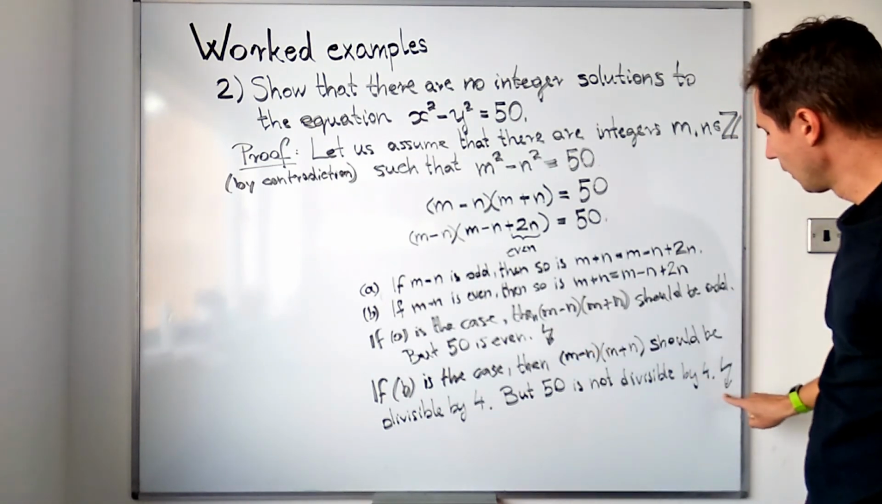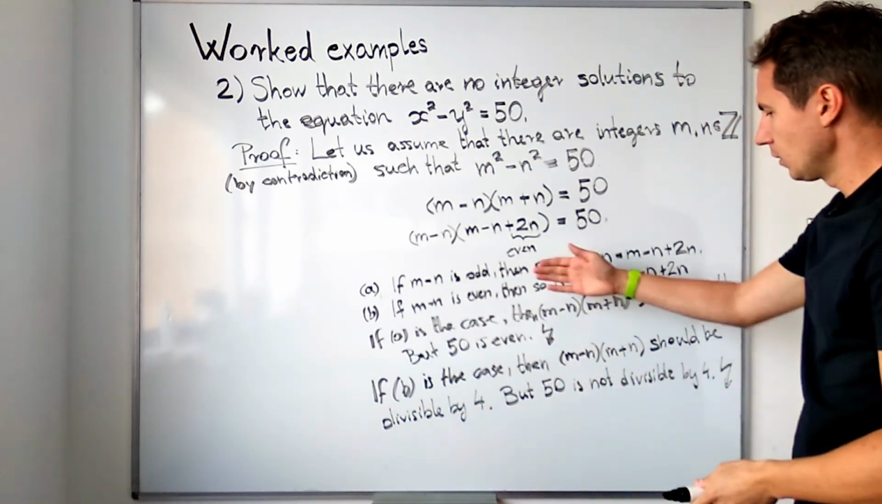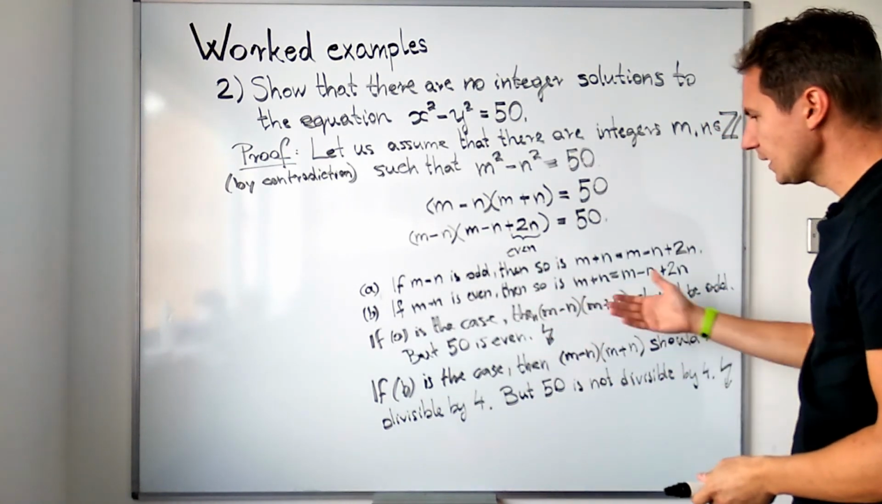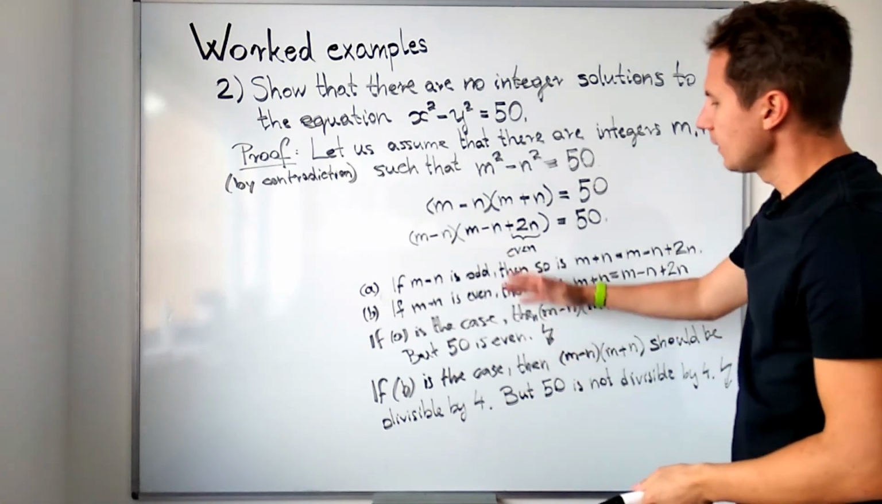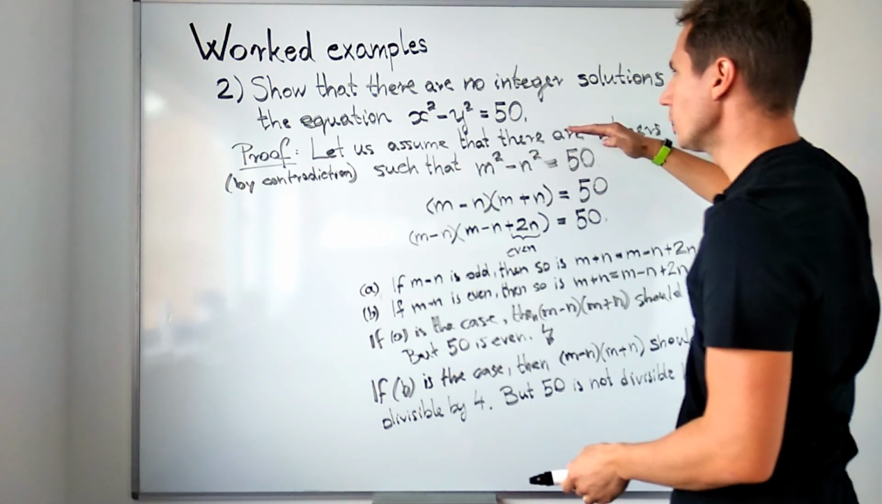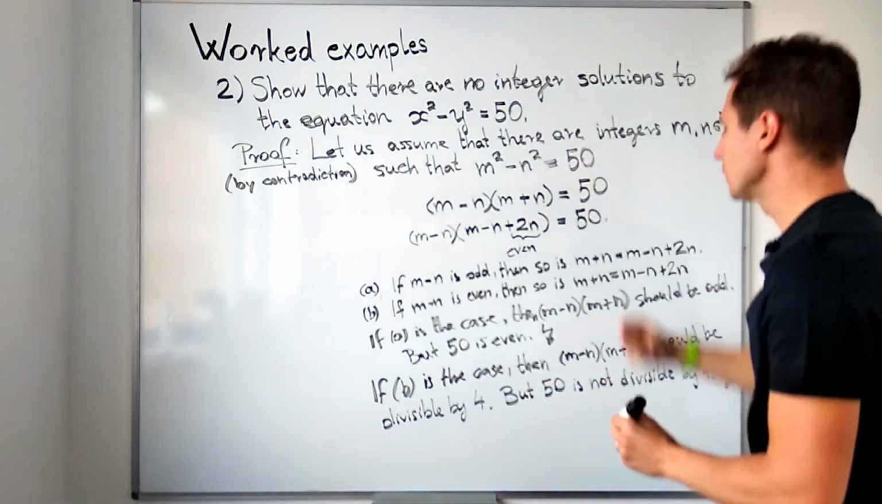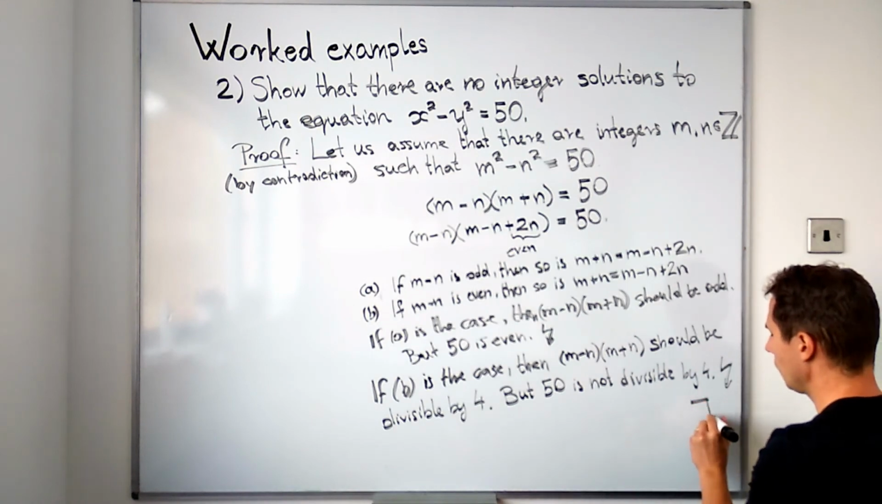So both cases, both possibilities for the parities, lead us to contradictions, meaning that we had our initial assumption wrong, meaning that there are no integer solutions to that equation. So this concludes the proof.